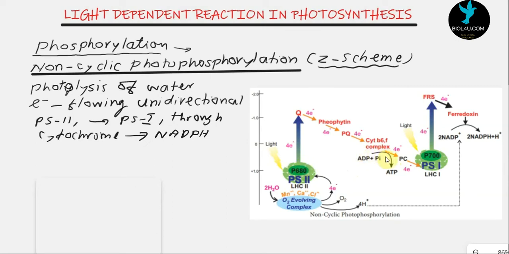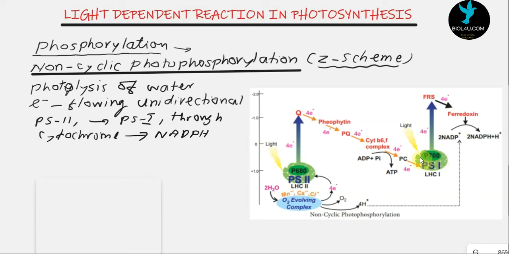From cytochrome F, the electron is transferred to plastocyanin, that is PC, and from plastocyanin the electron is transferred to PS1. Meanwhile, PS1 absorbs light energy of wavelength 700 nanometer. So PS1 has a specific chlorophyll A molecule that absorbs light energy at a wavelength of 700 nanometer.